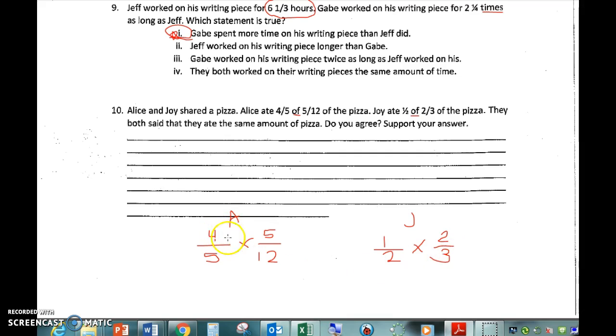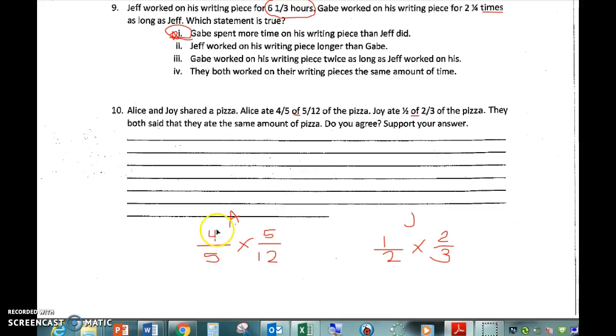Now, you could multiply straight across, and you will get 4 times 5 would be 20. You'd get 20 over 60. And you could multiply straight across, and you'd get 2 over 6. If you simplify that, you'd find out that they actually ate the same amount. So we should agree with them. They did eat the same amount. Now, I'm going to give you a little handy shortcut here. Use it if you like it.